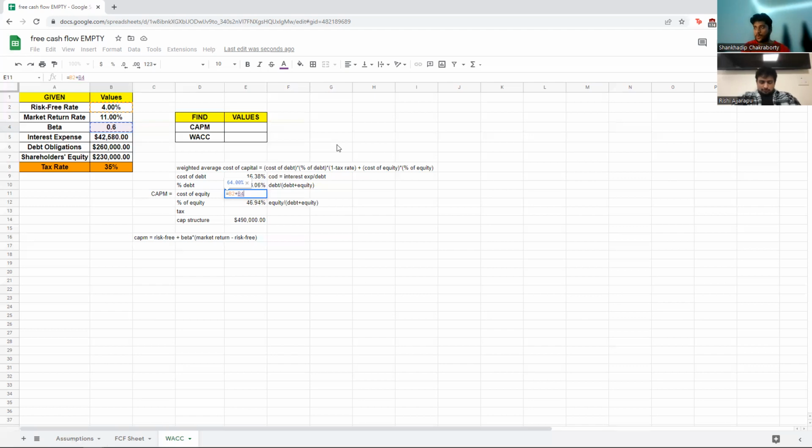Okay, so we have risk-free rate plus beta times, got to put the parentheses, market rate, 11%, minus risk-free rate. So the cost of equity is 8.2%. All right. So we have that now. Oh, and one last thing is just tax rate that we already have. For CAPM, I can put cost of equity there. And now for WACC, I have all the necessary components in order to calculate WACC. So let's do it. So first we need cost of debt.